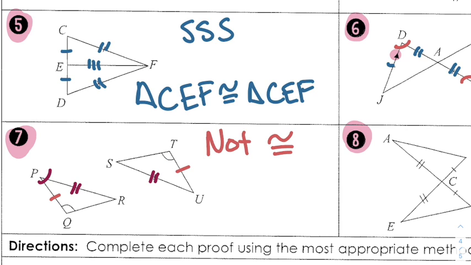Now, if it was angle P is congruent to angle U, yes, that would be SAS. It would be side, angle, side, but it wasn't, okay? And since the triangles are not congruent, then you cannot write a congruency statement.